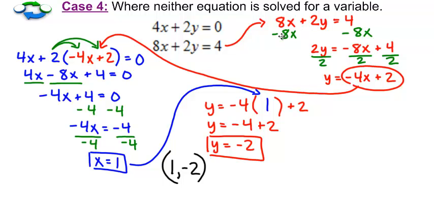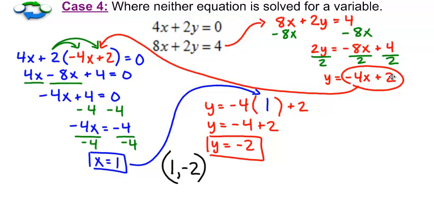In order to do that, we have to subtract 8x from both sides, leaving us with 2y equals negative 8x plus 4, because 4 and negative 8x are not like terms, we can't combine them. And then to get y by itself, we have to divide by 2, and we have to do that to each part of our equation. That leaves us with y equals negative 4x plus 2.